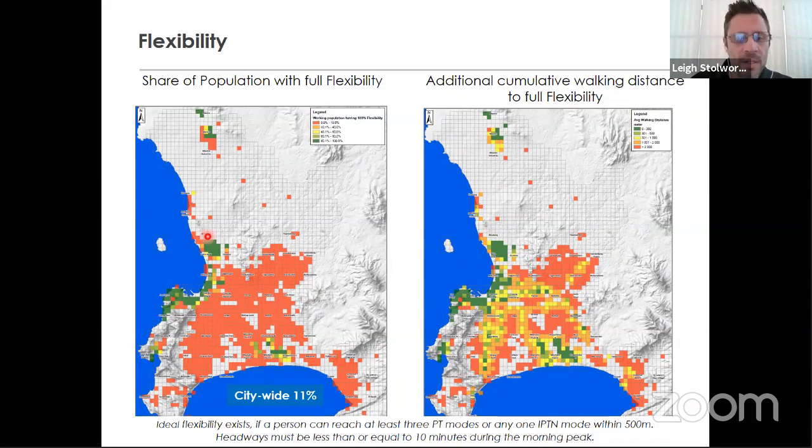Where it's green, there's good coverage with high frequency, and that tends to be where we've provided BRT. This was calculated when the Ento Express BRT service was still in operation. And on the right, it just shows beyond 500 meters, what the level of flexibility is for different parts of the city.